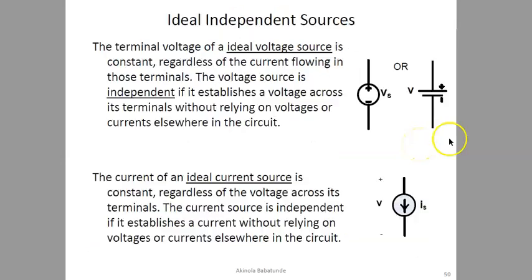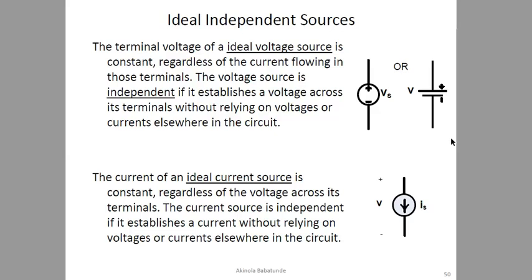All right. Now we're going to quickly talk about independent sources, ideally independent sources. We have a voltage source and then we have a current source. We have an ideal voltage source and we can also have an ideal current source. What is an ideal voltage source? Please pay attention to this. The terminal voltage of an ideal voltage source is constant, regardless of the current flowing in those terminals.